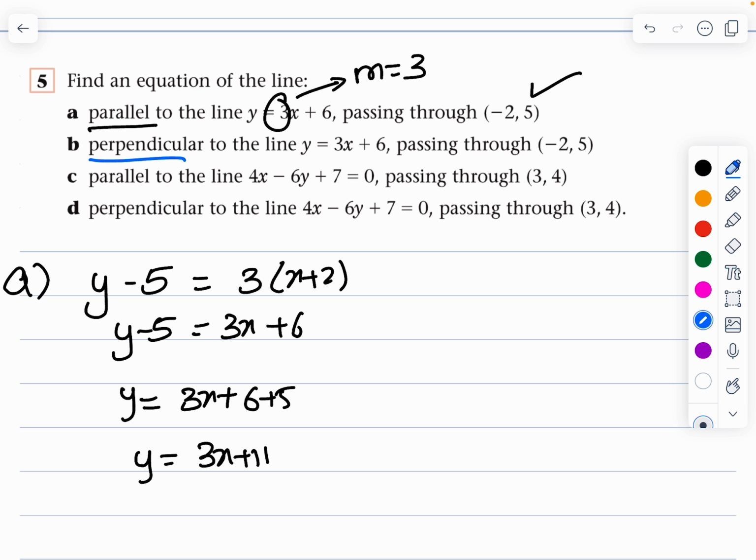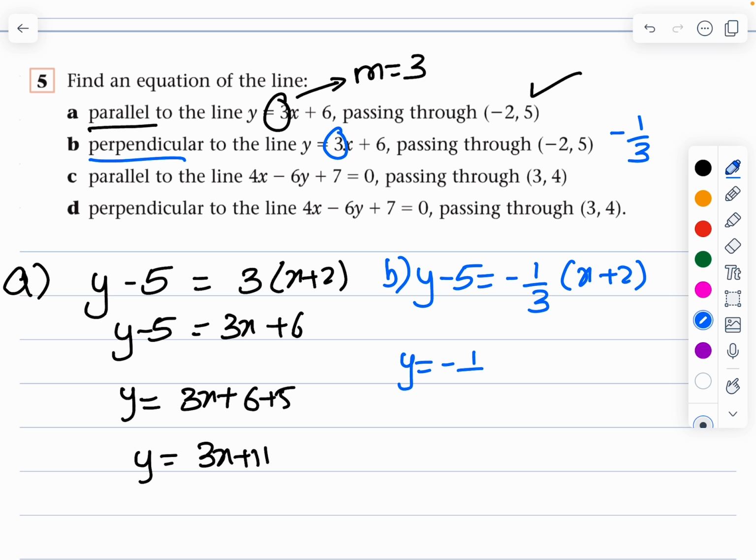Next one, perpendicular. Gradient is 3. So our other gradient will be minus 1/3. So y minus y1 equals minus 1/3 times (x minus x1). So y equals negative 1/3 x minus 2/3 plus 5. Use a calculator. You should be able to get that answer as 13/3.